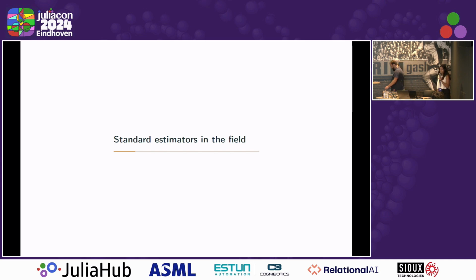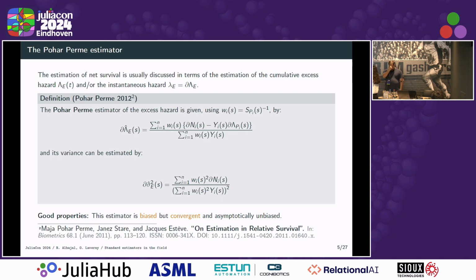Given the relative survival context, we're going to introduce the standard estimators in the field. When we're talking about the estimation of net survival, we are mainly talking about estimating the instantaneous or cumulative excess hazard. For that, there are many methods, but we're going to mainly focus on PowerPerme, which was introduced in 2012 and is mainly used in research. When we're talking about net survival, people usually use this method.